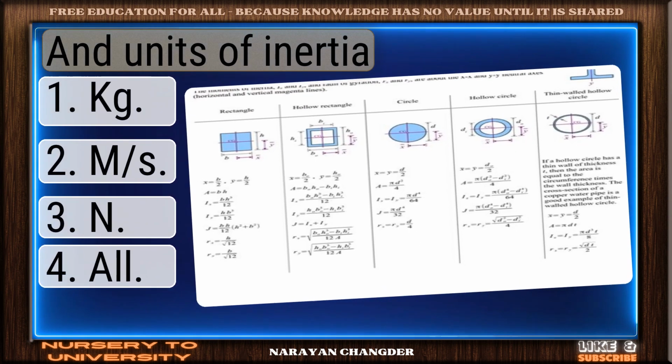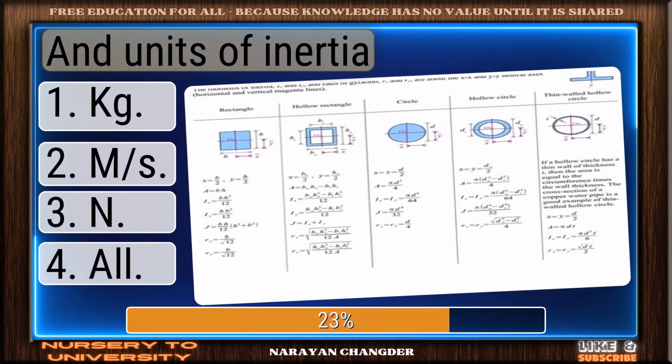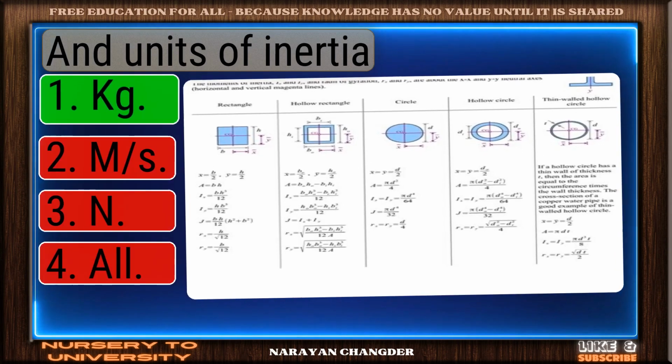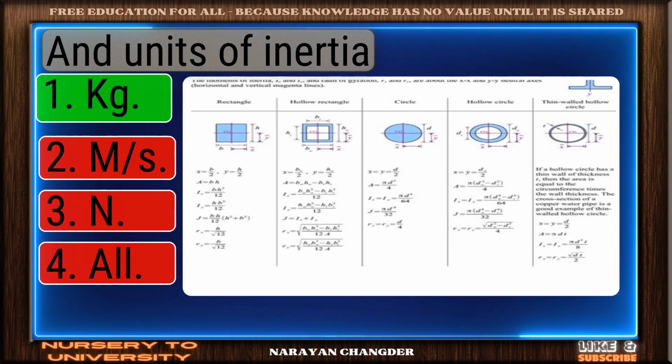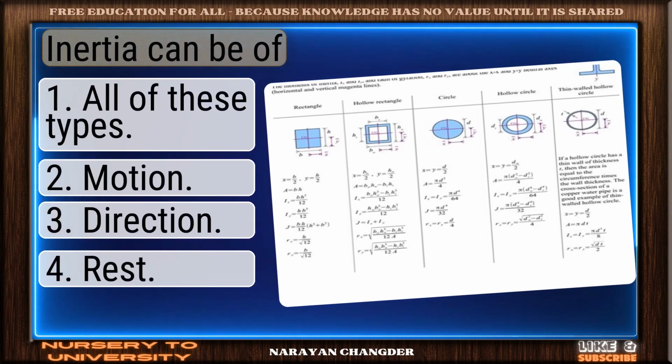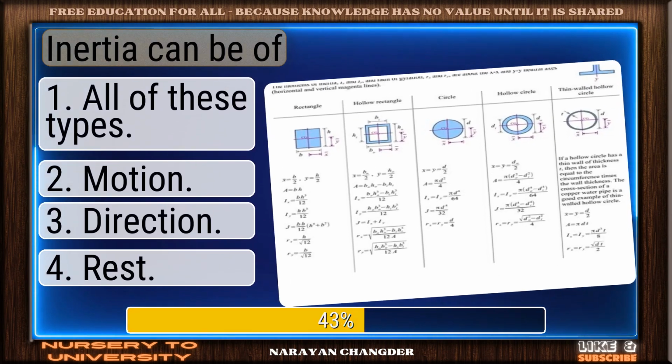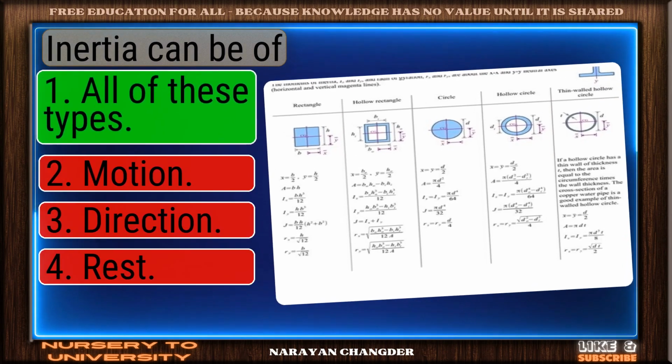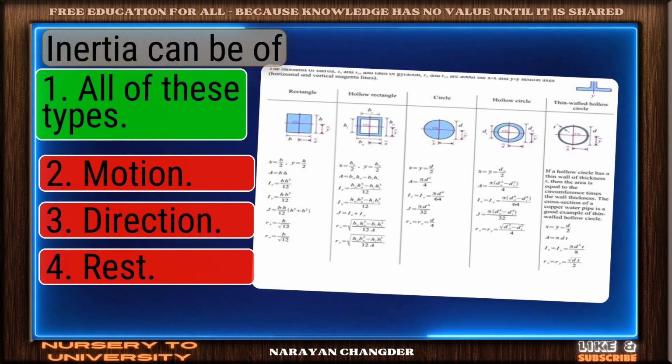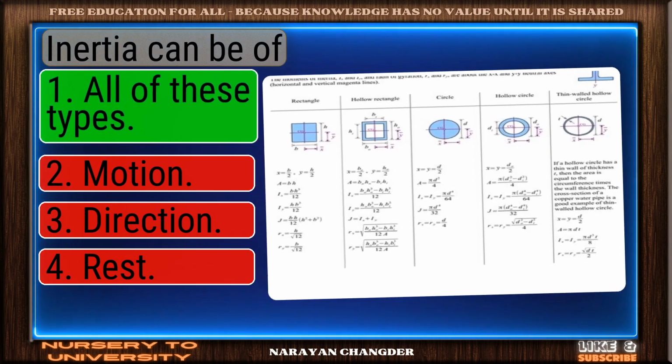Question number 246. The units of inertia. Perfect. kg is the correct choice. Question number 247. Inertia can be of. Clear logic. Your choice all of these types is sound and 100% true.